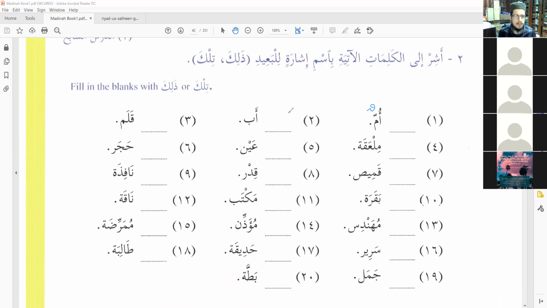Number 2, Brother Asim. Yes, ذلك أب. Yes, very good. Next one, Brother Muhammad, number 3. تلك قلم. Is qalam masculine or feminine? قلم. Feminine. Nope, it's masculine. Qalam was one of the words we learned early on before we even knew what feminine was. So that's a good reminder for all of us that pen is masculine. Good. Brother Muhsin, number 4.